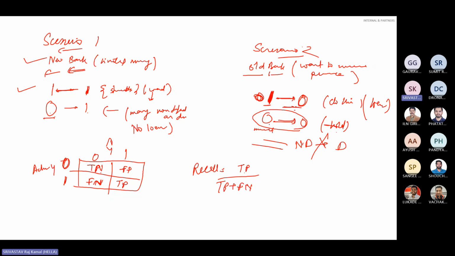True positive, class 1 converted into 1, divided by true positive plus false negative. Just be with me. True positive plus false negative, the sum of these, what exactly are they? They are actuals. If we do the sum of true positive and false negative, this equals the number of ones, which is nothing but actual trues. So I can write it as true positive over actual true.